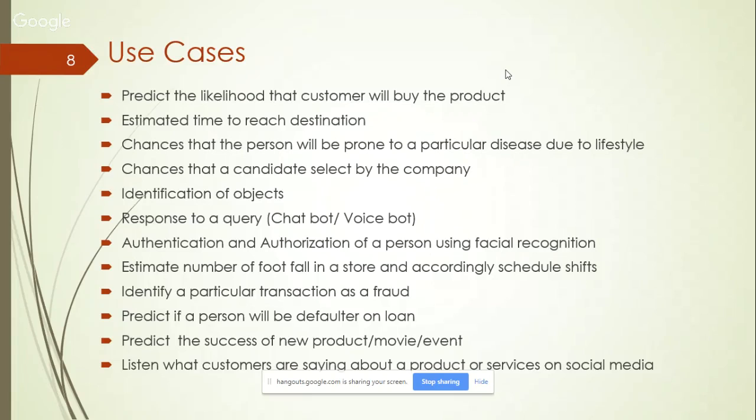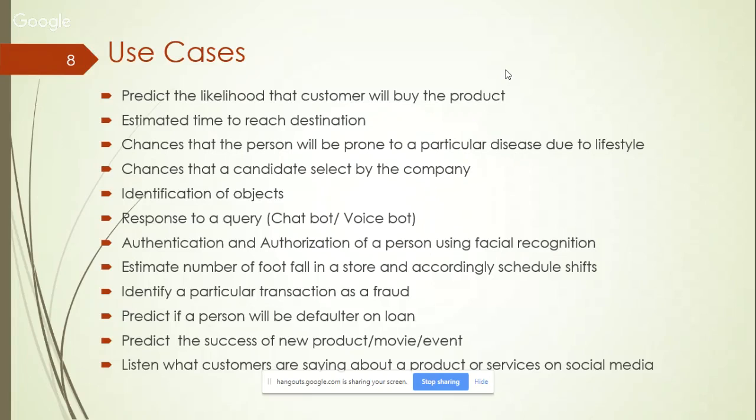Then comes the estimated time to reach a destination. You all use Google Maps, you all use Ola and Uber. Whenever you book a cab, you get an estimated time by which the person will complete their visit and come to you. Now, these are all estimates. When I say estimated, that means a likelihood is attached to it. It is not an exact time, it's an estimated time.